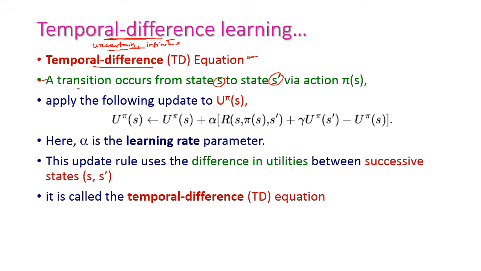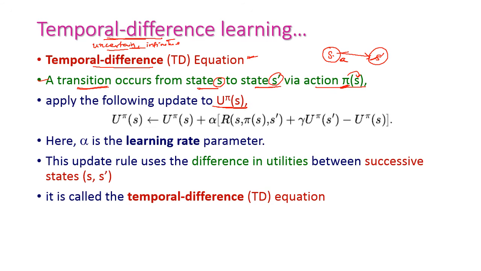First, the transition function occurs from state S to state S dash via action pi of S. This is the current state. In this current state, we need to apply action A based on the policy of this current state. Then we will get S dash. That is, after applying the action on this state, we get S dash, the new state. Now we need to update the utility of this particular state.